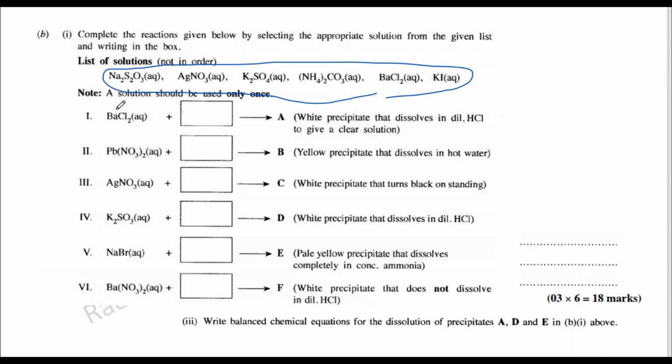White precipitate. So when you have barium chloride, you mix it with one of these to get a white precipitate that dissolves in HCl to give a clear solution. So we'll see what the precipitates are. So barium with this one will form sodium chloride and barium S2O3. So this is not a precipitate. And barium nitrate is not going to be a precipitate. AgCl is a precipitate that can form when you add these two.